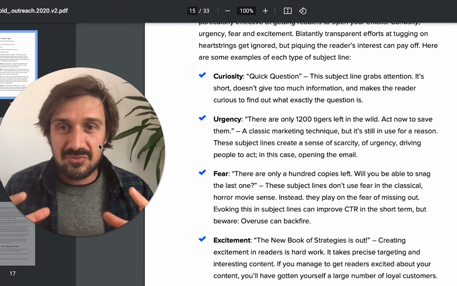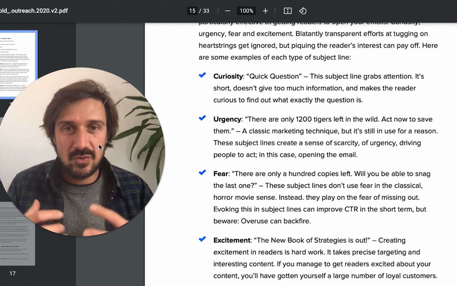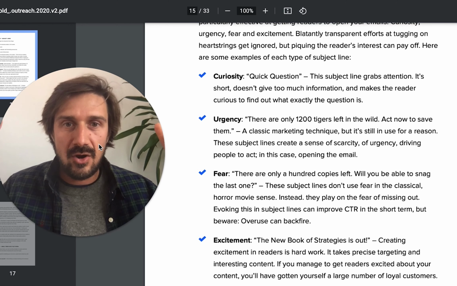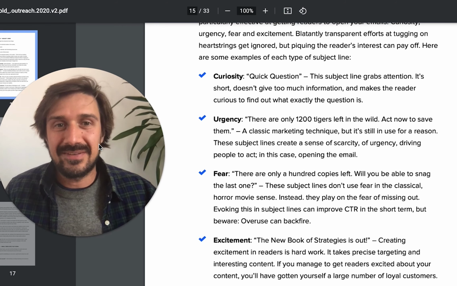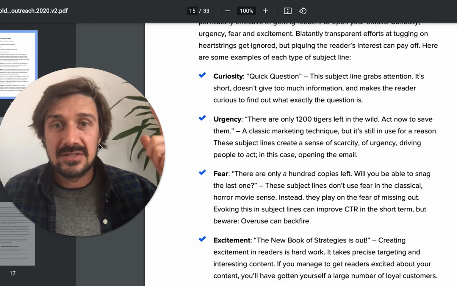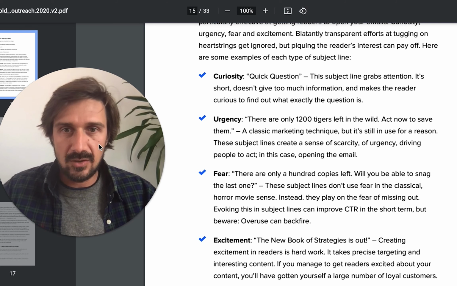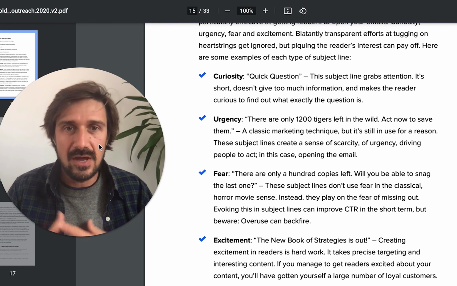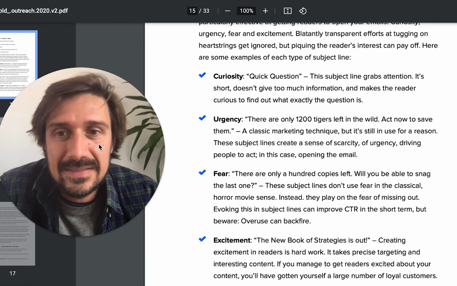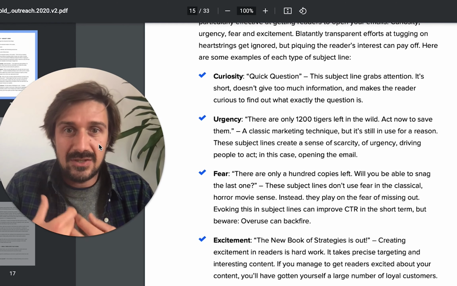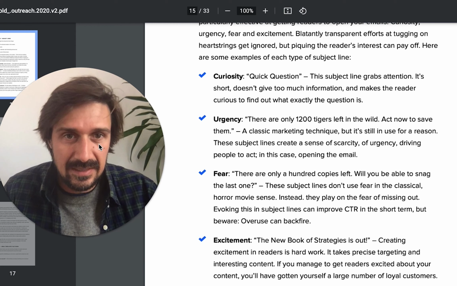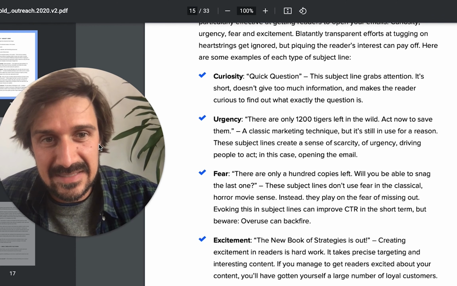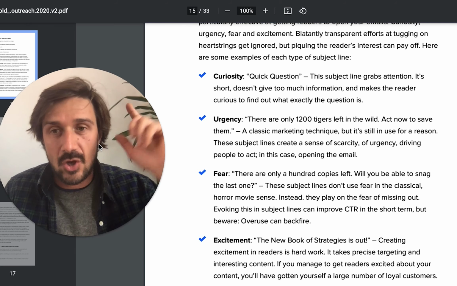So urgency is a really interesting one, actually. It's all about creating a sense of urgency, right? So they've written here, "There are only 1,200 tigers left in the wild. Act now to save them." So this is creating, okay, wow, that's crazy. Is there only really 1,200 tigers left in the world? I need to read this. So it's just a way to get someone to read the email. It's a classic marketing technique, but it's still used for a reason. These subject lines create a sense of scarcity and urgency, driving people to act, in this case, opening the email.